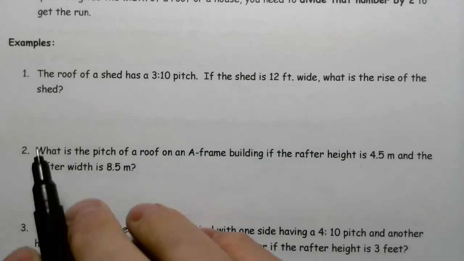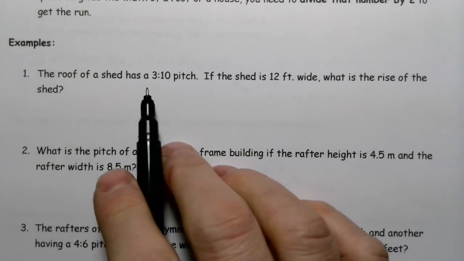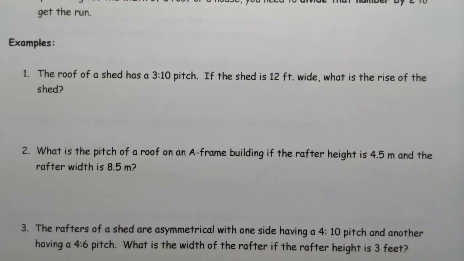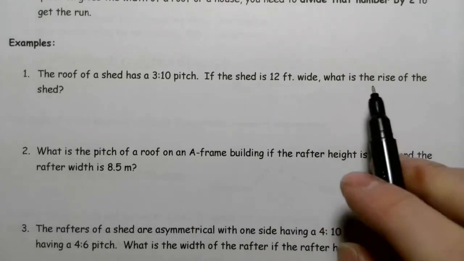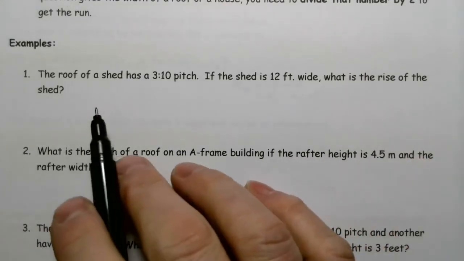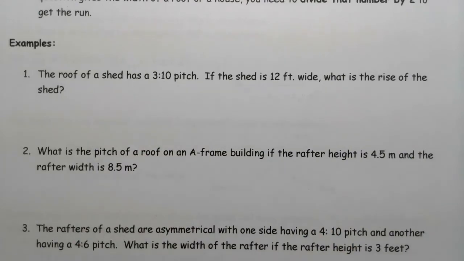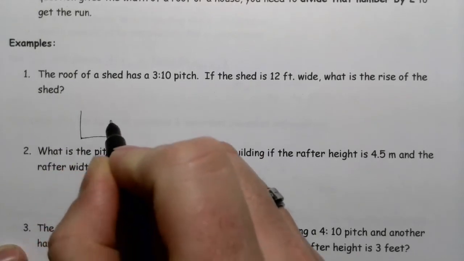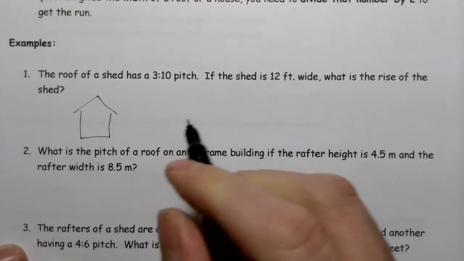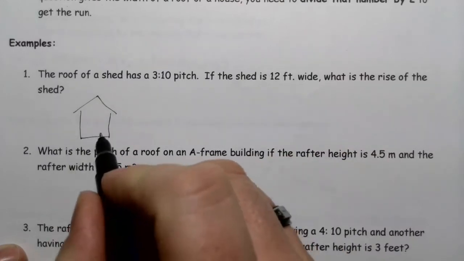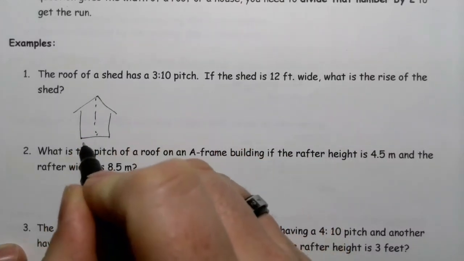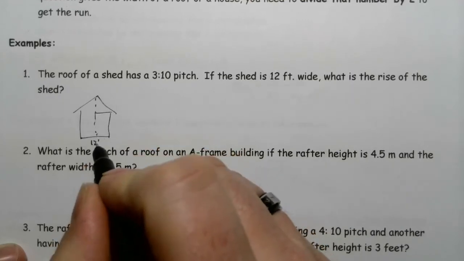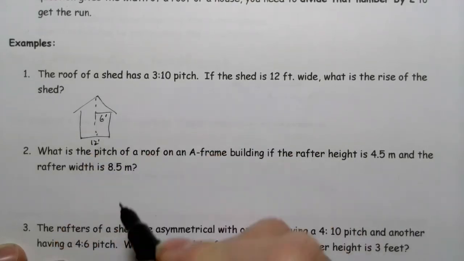Okay, let's take a look at the questions here. So the roof of a shed has a 3/10 pitch. If the shed is 12 feet wide, what is the rise of the shed? Okay, so the roof of a shed has this 3/10 pitch here. So what we're thinking here, we've got our shed right here. It goes up, down here. So if the shed is 12 feet wide, remember this is 12 feet wide. That means the run here is going to be 6 feet.